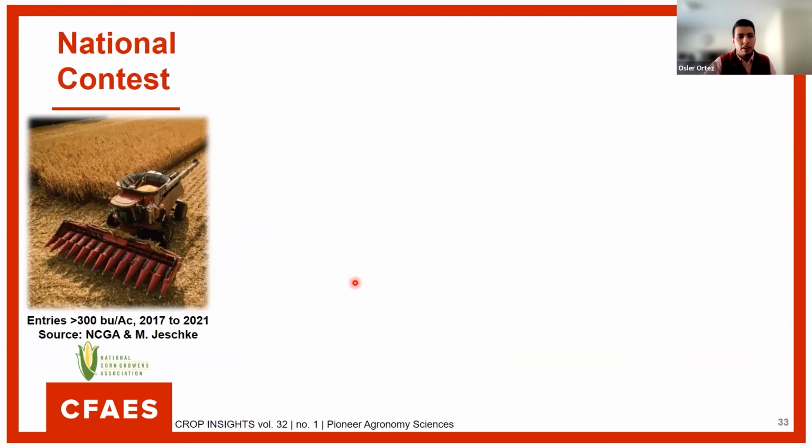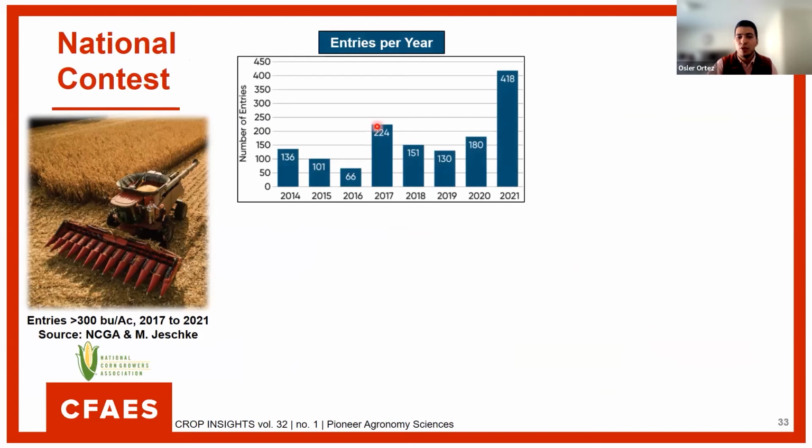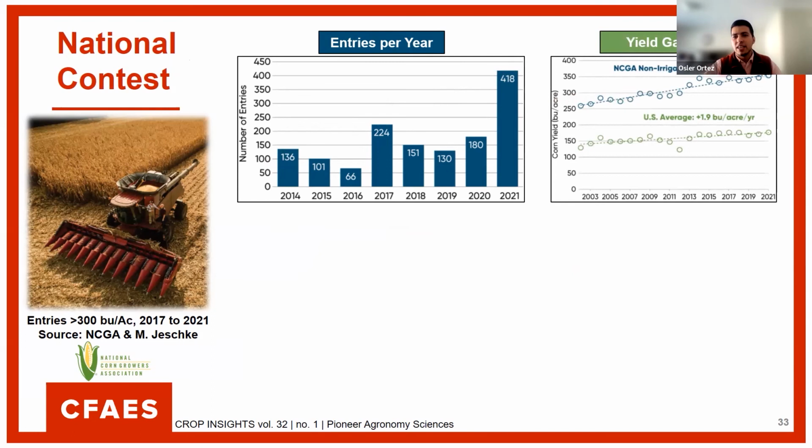Moving on, I want to share a few highlights from the National Corn Yield Contest. Those are entries above 300 bushels per acre, and numbers have been increasing over time. That's good news. That means that there is progress happening. More than 400 entries in 2021. Yield gains are higher for the National Corn Grower Association Contest as compared to the US average that is expected.